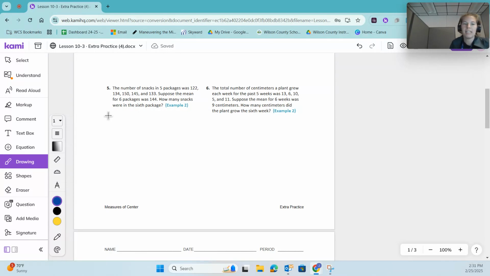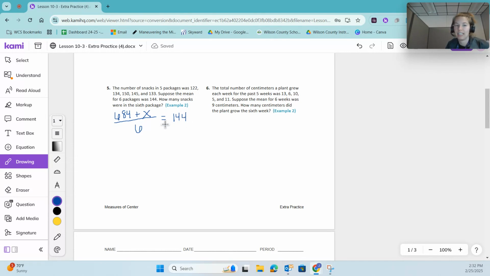What we would need to do is take this 122 plus 134, and add all those up, and that's going to give you 684. Then we're going to add one more number to it that we don't know yet, and we know that that's going to eventually be divided by 6. That total is going to give us 144 as our mean. So we add them all up and divide by 6 because it's asking about 6 packages, and they tell us the mean will be 144.